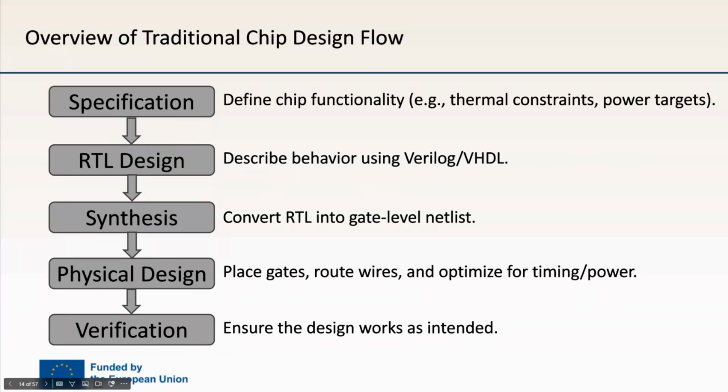Let's start by reviewing the traditional chip design flow, which comprises 5 main stages. First is the specification phase, where we define the chip's functionality and the critical constraints, such as thermal limits and power targets.